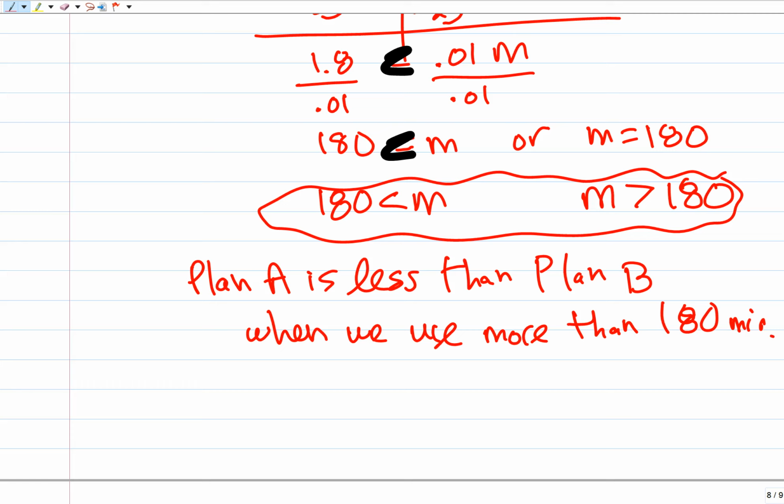At 180, they're the same. You might as well flip a coin. But if you think you're going to use less than 180, then you should be using plan B. If you think you're using more than 180, you should be using plan A. Does that make sense? I don't think this is a huge stretch beyond what we did yesterday, and I tried to hone you in on what we're going to see with the different setups of the equations.